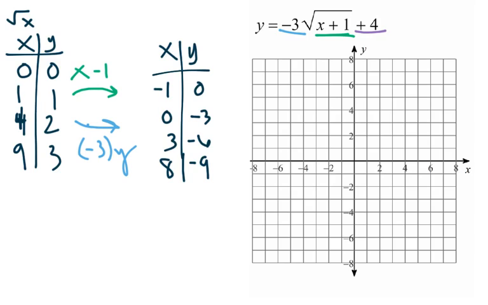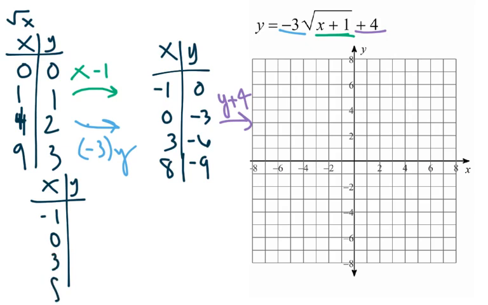Then, last but not least, we've got a plus 4 on the outside of the function. So that means it's happening to the y's. And so we do as it says. So we're going to add 4 to all our y values. That means our x's stay the same. They're still -1, 0, 3, and 8. And my y's are going to go up 4. Okay. Now it's just a matter of plotting our points. -1, 4, 0, 1, 3, -2, and this one actually fits, 8, -5.